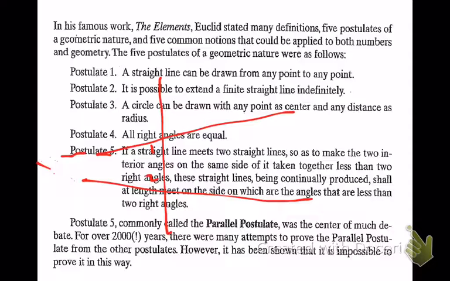Postulate 5 is commonly called the parallel postulate. It was the center of much debate. For over 2,000 years, there were many attempts to prove the parallel postulate from these other postulates. However, it has been shown that it is impossible to prove it this way. So no one's been able to prove postulate 5 from the other postulates. And people have tried throughout time.